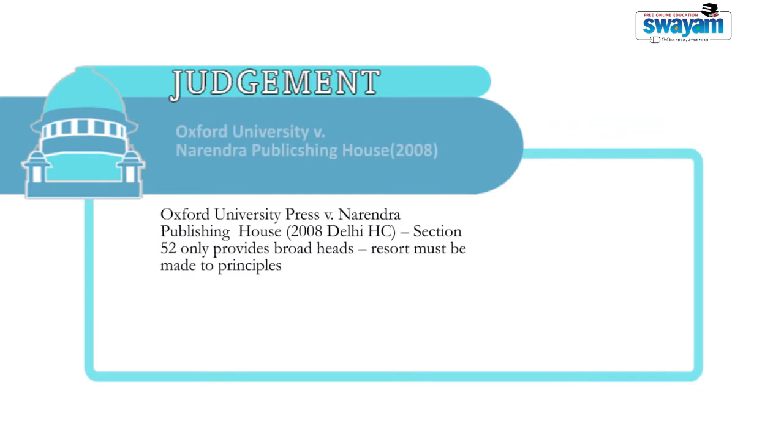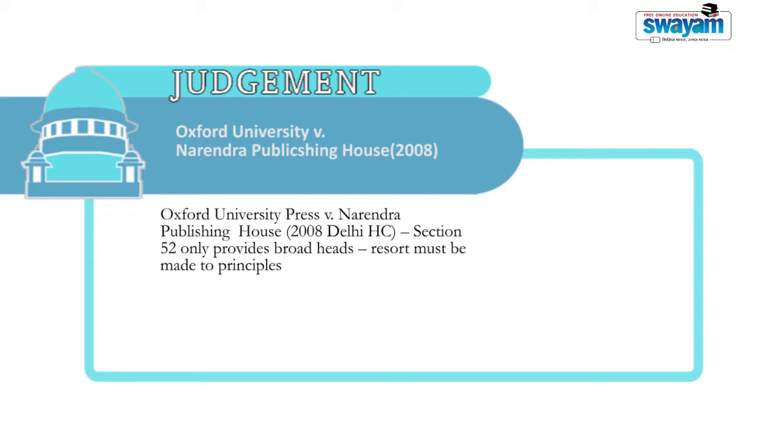In Oxford University Press versus Narendra Publishing, the court said that section 52 only provides the broad heads and resort must be made to certain principles. Now what these principles are is important. As we have seen in the previous slides, courts across jurisdictions considered the 4-factor test to be the ground norms for determining fair use. Similarly, in the context of Indian fair dealing under section 52, along with the broad heads of section 52, whether it will be important to consider these principles is a question that needs to be answered.